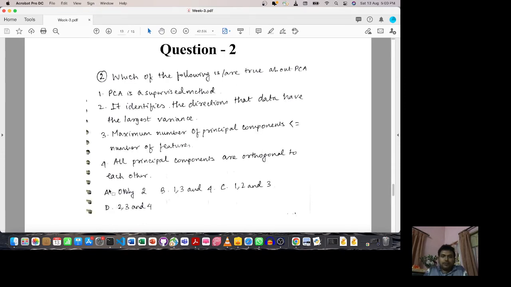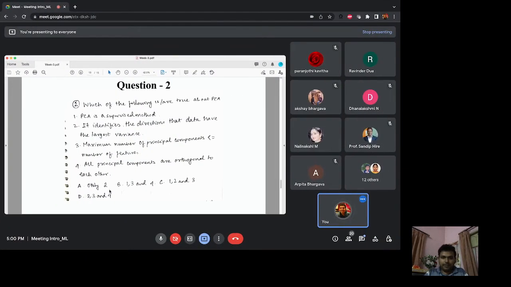Then question 2. Since I talked about LDA, this is a pretty preliminary question about PCA. Which of the following is or are true about PCA? So there are 4 such points. Somebody, you can look at the 4 points and answer this question? If you can't read, then I can read them out also, if you have any problems in reading. Okay, I guess it's legible.